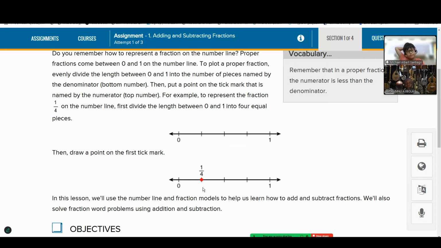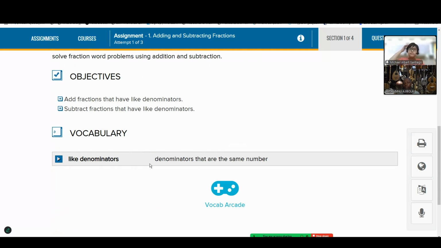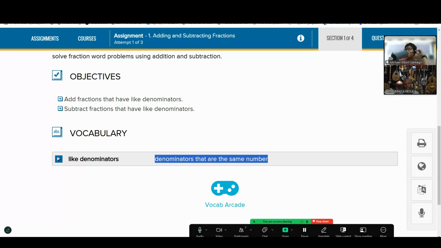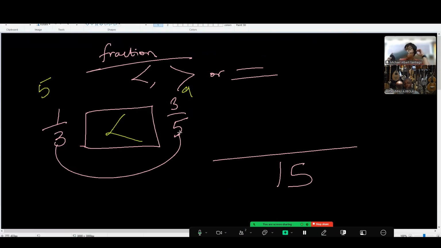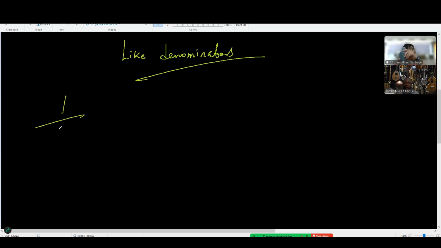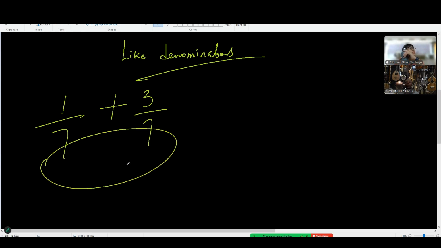Yeah. Good. So the vocabulary that we want to look at is like denominators. When we have like denominators, we have no issues adding the numbers. Let's go back to the board again so I can show something on like denominators before we move on. Talking about like denominators, we're talking about the numbers at the bottom of the fractions being the same, like 1 over 7 plus 3 over 7. They are both 7, they are the same, right?